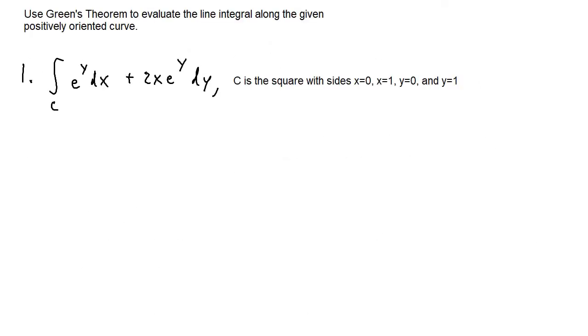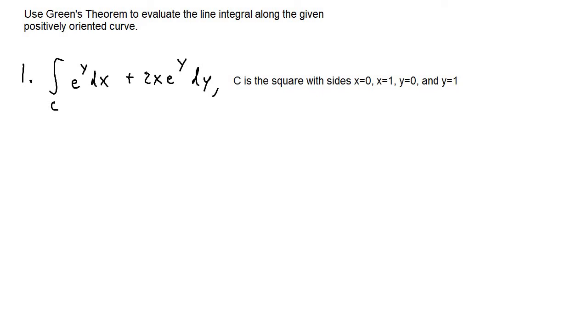So now for these next set of problems, let's go ahead and use Green's theorem to evaluate the line integral along the given positively oriented curve. So notice we aren't given a symbol here anymore along with the line integral, but it's already telling us that it's positively oriented, so we can go ahead and use the same exact formula.